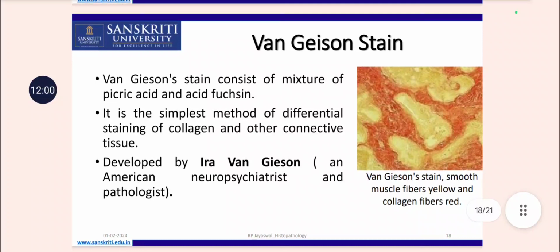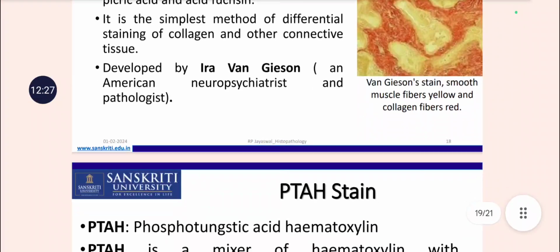This is the Van Gieson stain. Van Gieson stain consists of a mixture of picric acid and acid fuchsin. This is the very simplest method of differential staining of collagen and other connective tissues. This was developed by Ira Van Gieson, an American neuropsychiatrist and pathologist. We can see in the image, smooth muscle fiber is yellow and collagen fiber is red.